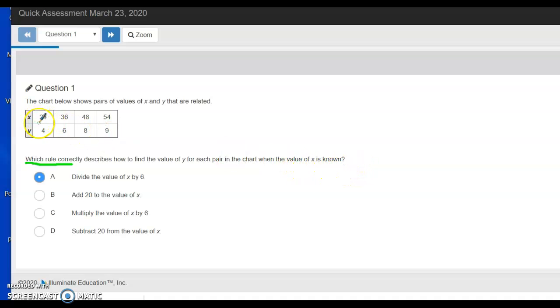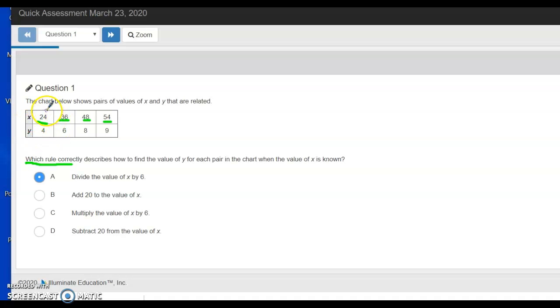So what I want you to do is take a second and look at each of these X values and see how they compare with the Y values. Go ahead and pause the video and take a second to look and see how they compare with each other. What do you notice about the X and the Y coordinate? If you look at the first ordered pair here, you have an X coordinate of 24 and a Y coordinate of 4.